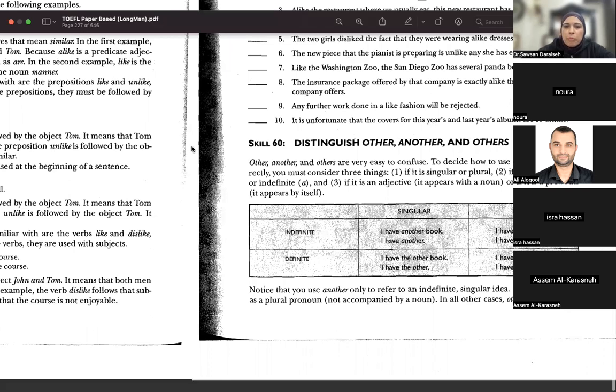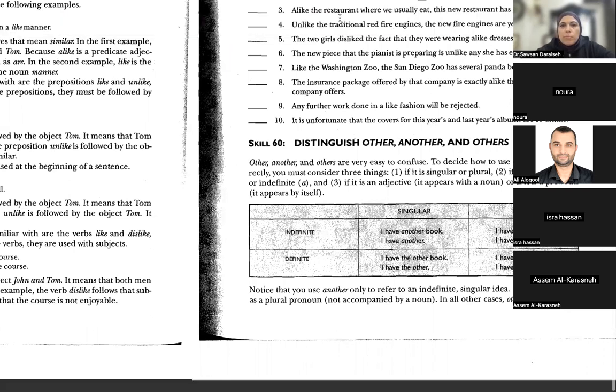Okay. All right. So we're using the best quality internet. It should not fail us. So skill 60, distinguish other, another, and others. Basically, this has to do with, if you understand the meaning, you can tell which one is indefinite and which one is definite, okay? So let's talk about them and the meanings of these words.